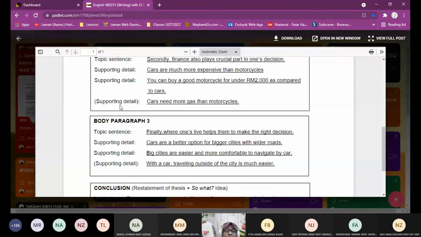And then another supporting detail. You want to mention how cars need more gas than motorcycles, and plus the price of the fuel is more expensive than for a motorcycle. I think for a motorcycle, even with 2 ringgit, you can get fuel, right? My husband's motorcycle, the Honda, 2 ringgit you can easily get. More than 2 ringgit. One liter is 2 ringgit 25 cents.